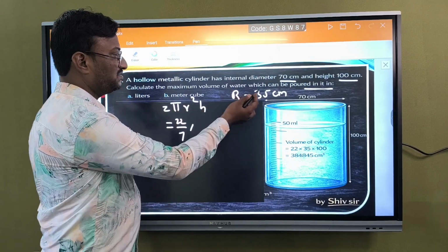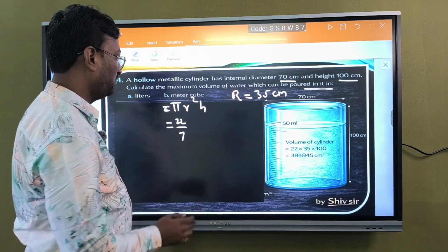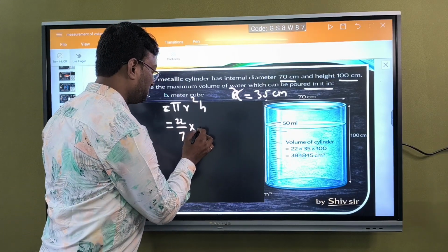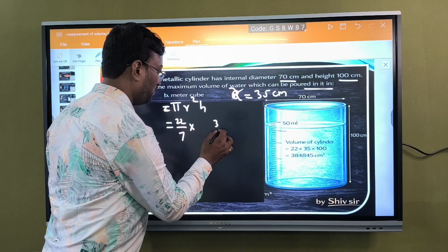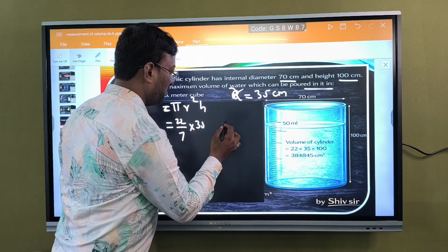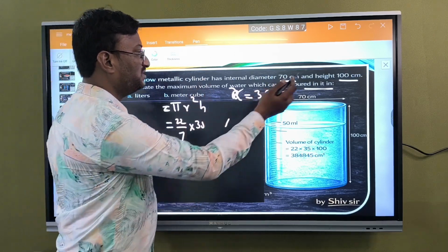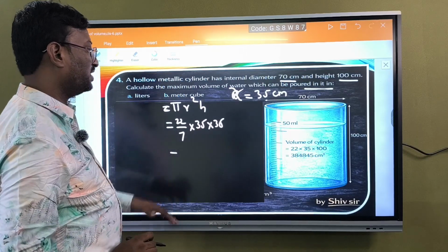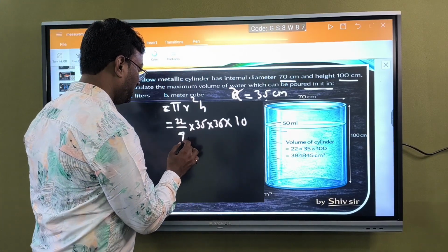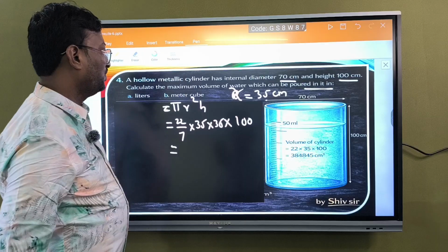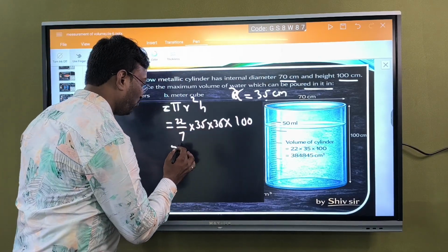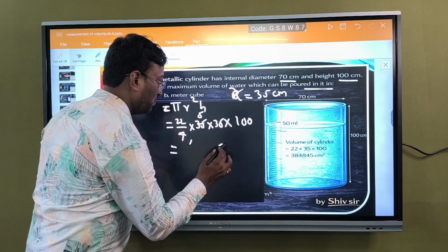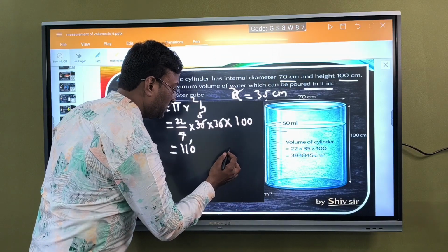Into r, the value is 35. Take it as small r. The r value is 35, that is 35 into 35, r square into h. The value of h is 100 centimeters. So you can calculate this. 7 ones are 7, 7 fives are 35. 22 into 5 will be 110 into 35. 35 into 100 will give you 3500.